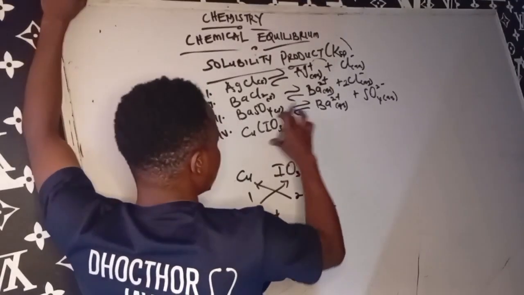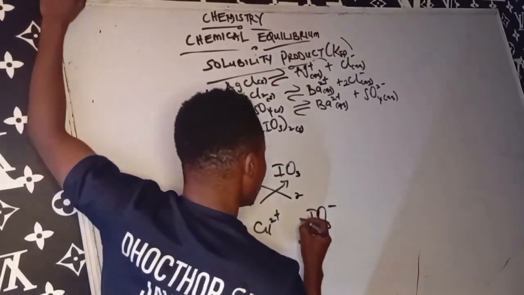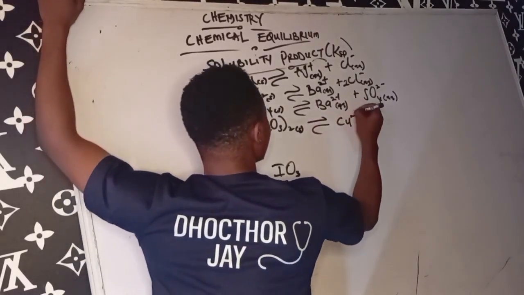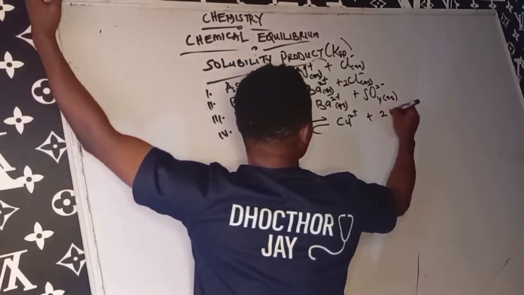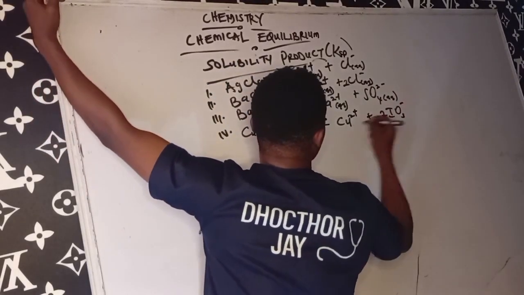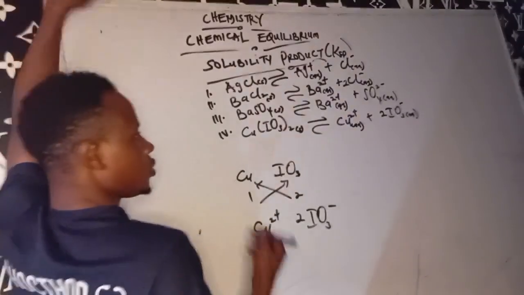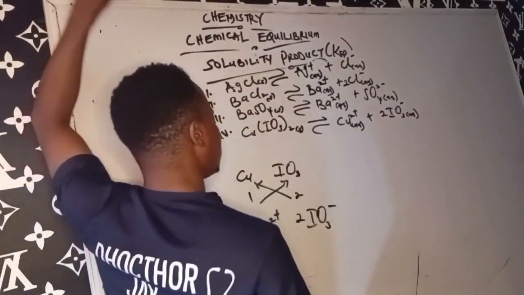But of course, from this, you have 1 Cu, IO3 is 2, so this is going to be 2 IO3 minus. So you're going to get Cu2+ and 2 IO3 minus. Aqueous, aqueous. Alright, so we're good. Now we can ionize all of these compounds.